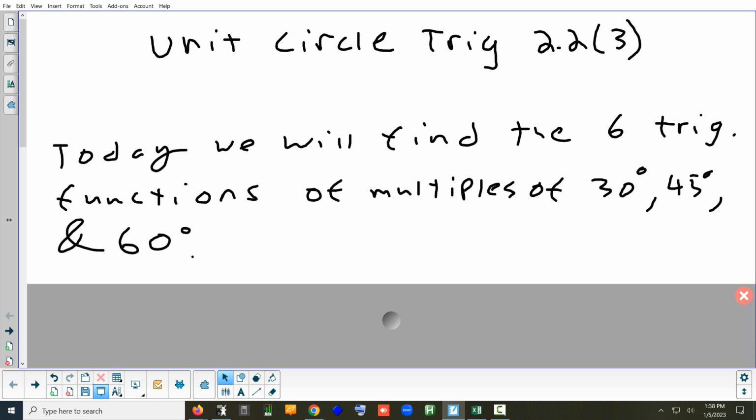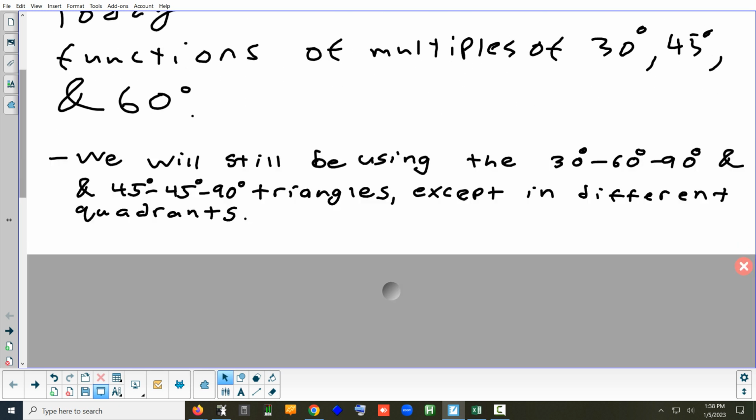Okay, so multiples would mean numbers like 30, 120, 150, 210, 240, things like that. Multiples of 45 would be like 45, 135, 225, 315. So we're still using the same triangles. They're just going to be reflected into different quadrants.